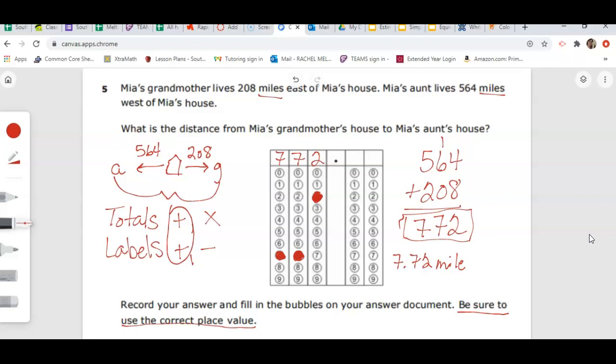So that has been a quick review of the 5.3K TEK.